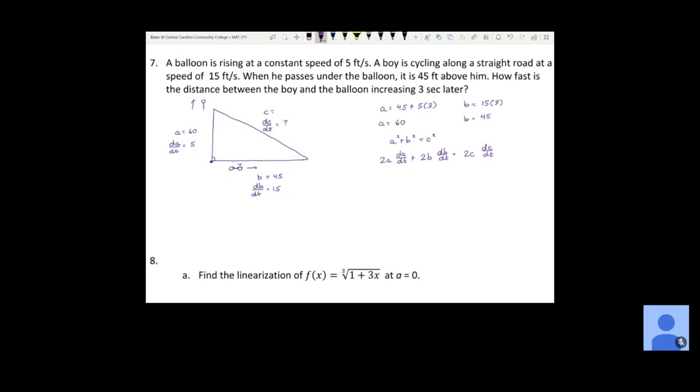Yeah, we can just plug in A and B into the original Pythagorean theorem and solve for C. So we're going to have 45 squared plus 60 squared. I think I switched those. It really doesn't matter. Okay, equals C squared. Now, if we do that, what's 45 squared plus 60 squared?